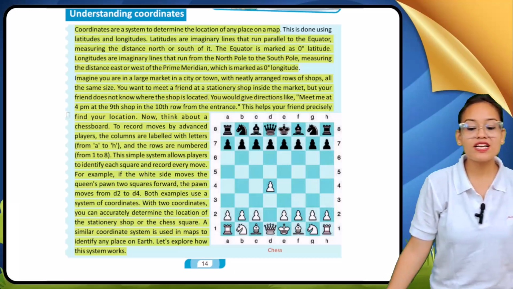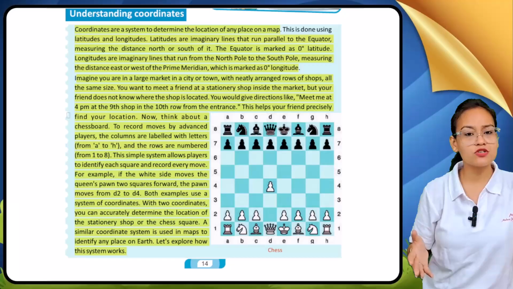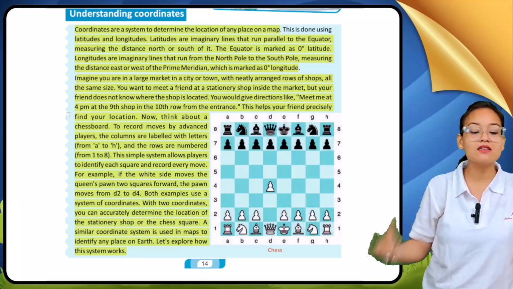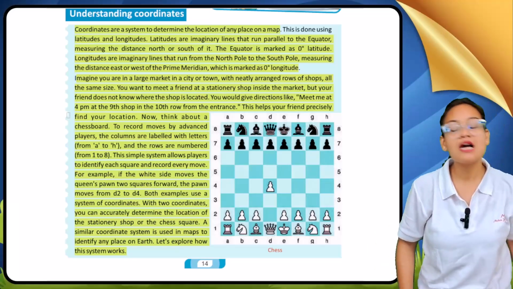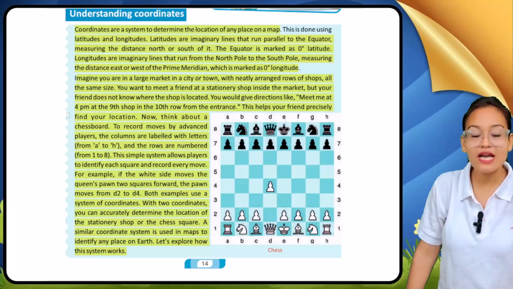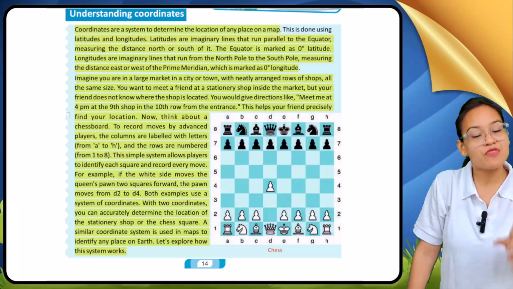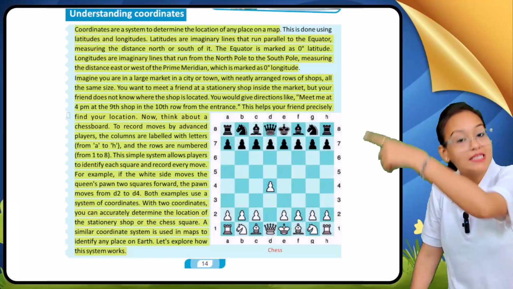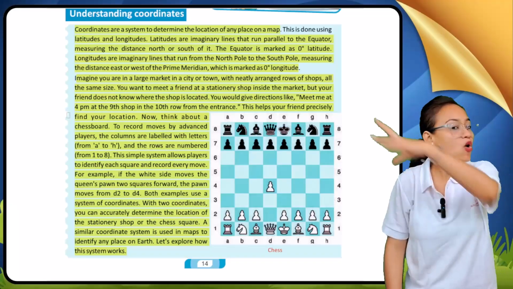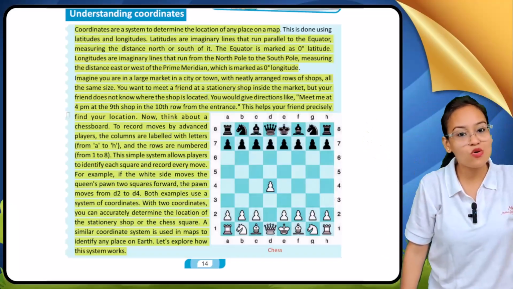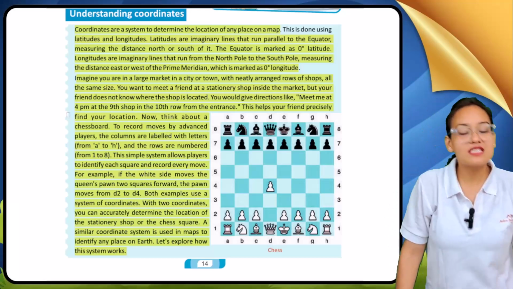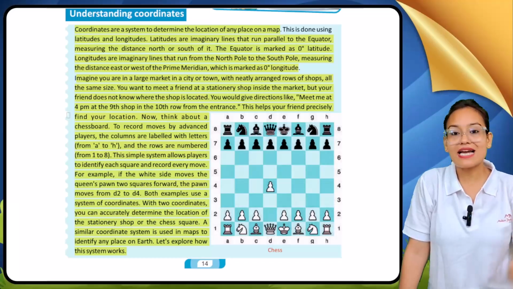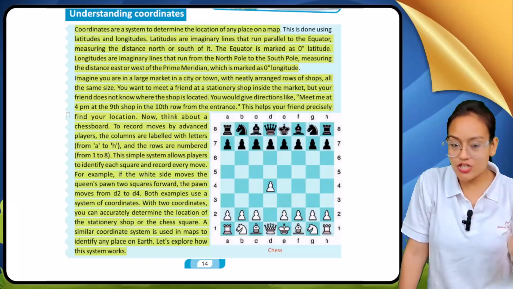You would give directions. Now you are giving instructions about the directions, like, meet me at 4 p.m. at the ninth shop in the 10th row from the entrance. My friend, meet me at 4 p.m. at the ninth number shop, and that ninth number shop is located in the 10th row, because in that market area all shops are located in rows. So this is the direction which you give your friend, and in this way your friend will exactly know the location where you are standing.